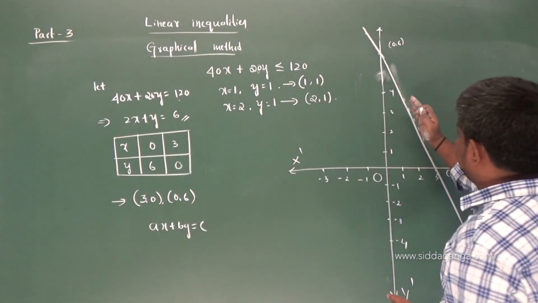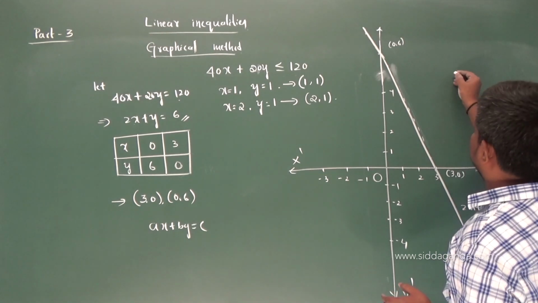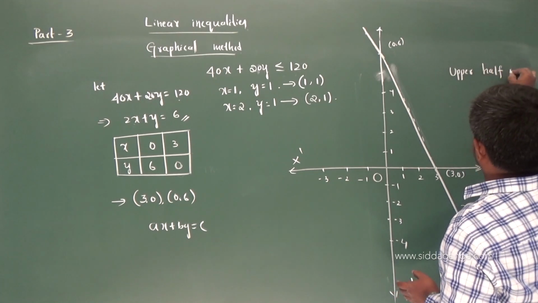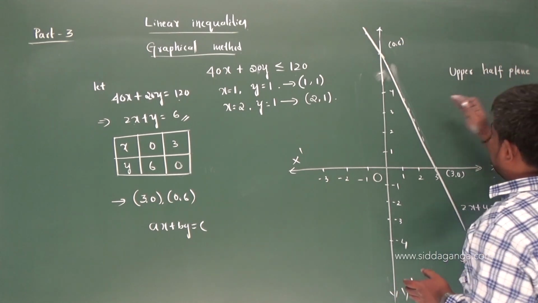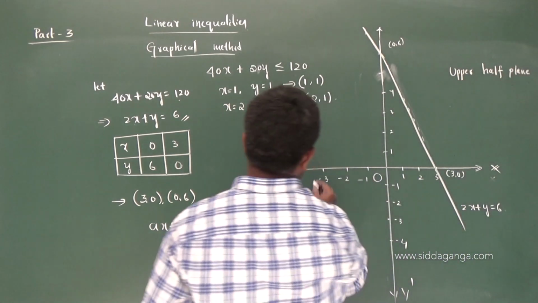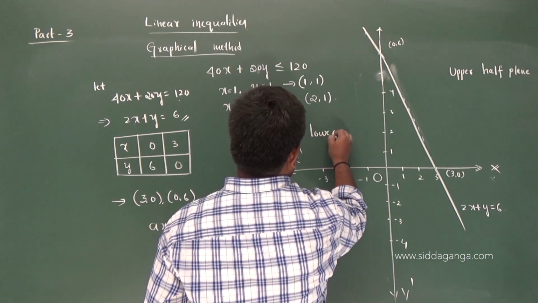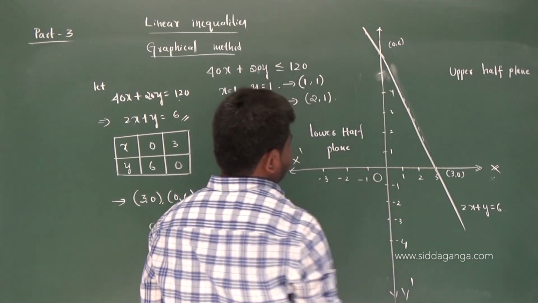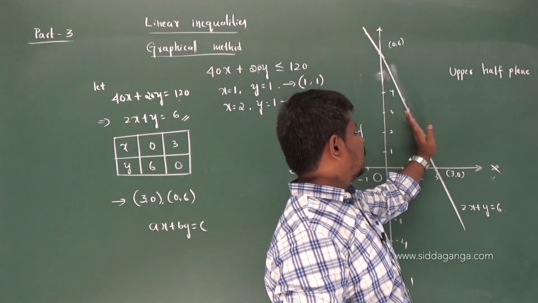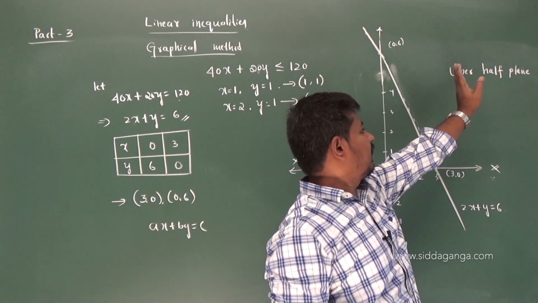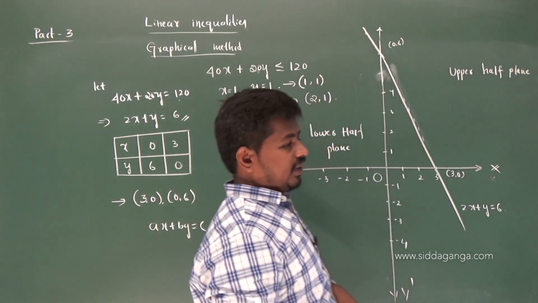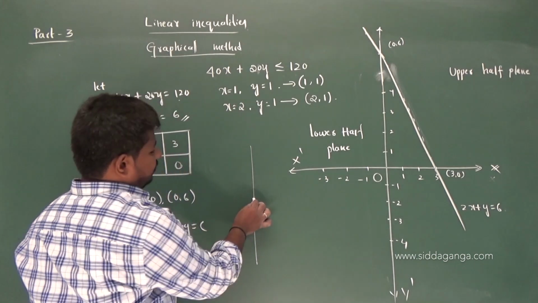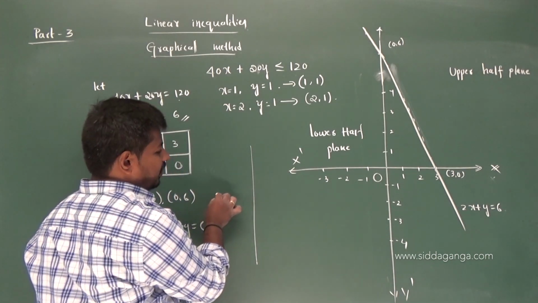The part above the line is called the upper half plane. And the part below the line we call the lower half plane. So this line divides the plane into 2 parts. The part above the line is the upper half plane, below the line is the lower half plane. If it is a vertical line, then it divides the plane into a left half plane and a right half plane.